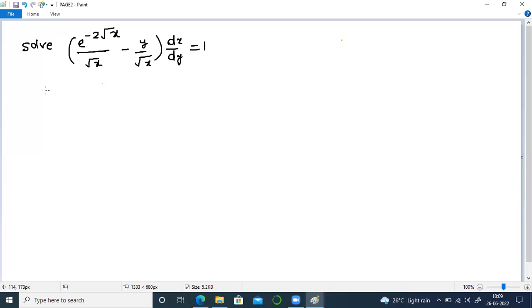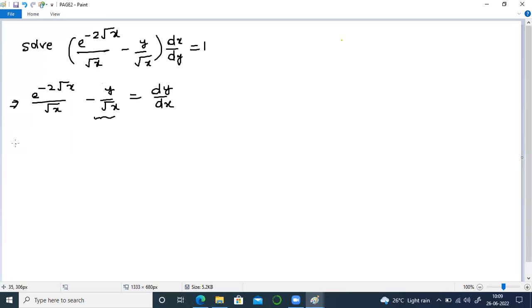I will take the right hand side: e power minus 2 root x over root x, minus y over root x, is equal to dy by dx. See, now it is looking a little closer to the linear differential equation form, or Leibniz form. Now I will make a little more modification. This term I will take to the right hand side.